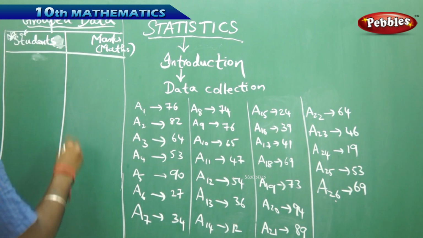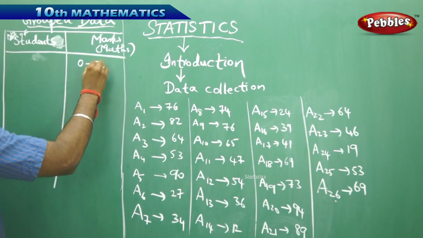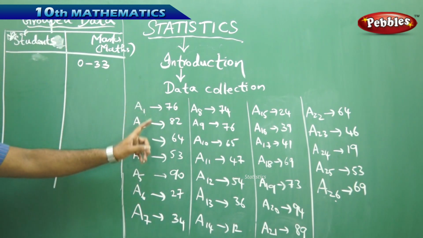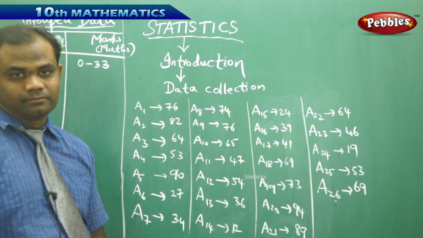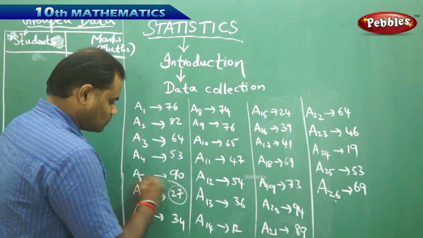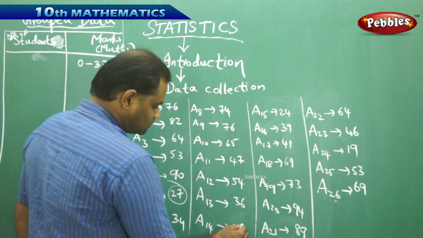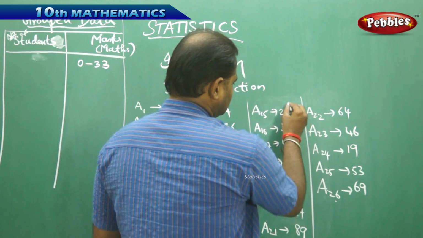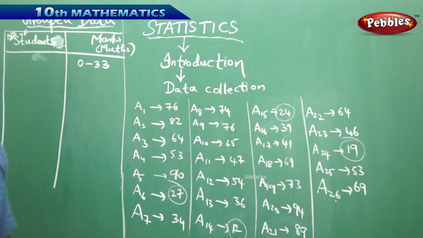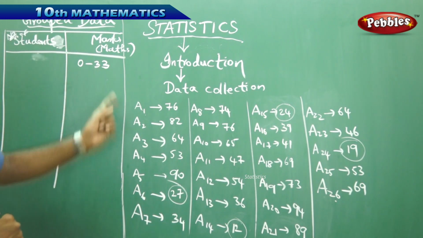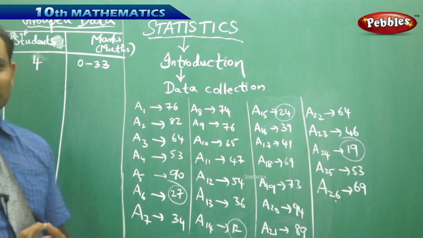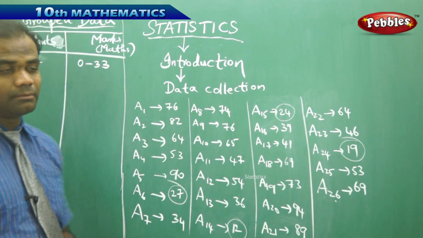Now for number of students, if the marks are ranging from 0 to 33, then I want to know how many students got the marks ranging from 0 to 33. So as I see here, I count all the marks which are 0 to 33. I see 1, and in this column 2, and then 3, and then 4. Therefore, all the students who got marks between 0 and 33 in mathematics are 4 in number. So the number of students who got the marks from 0 to 33 is 4.